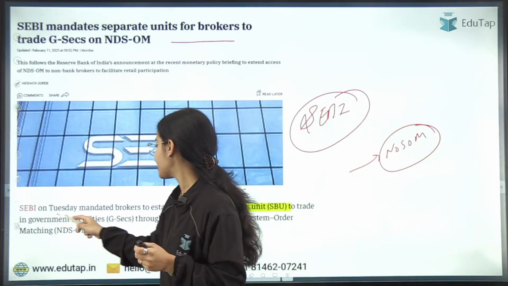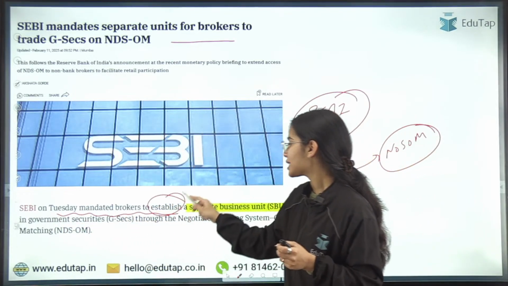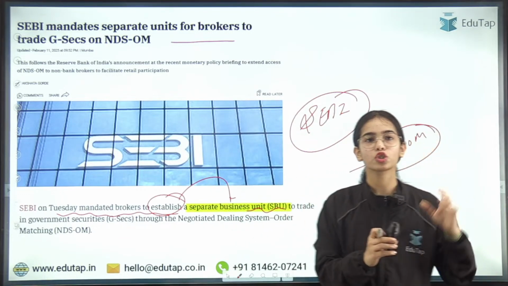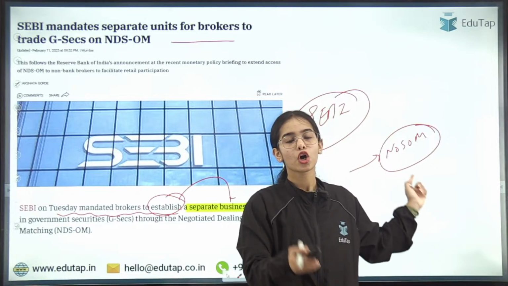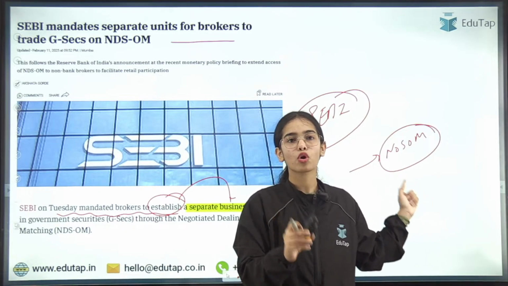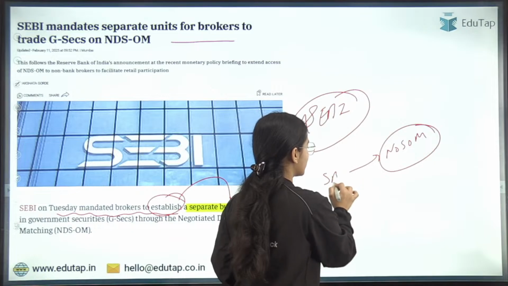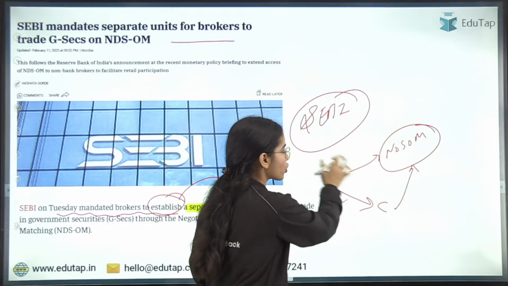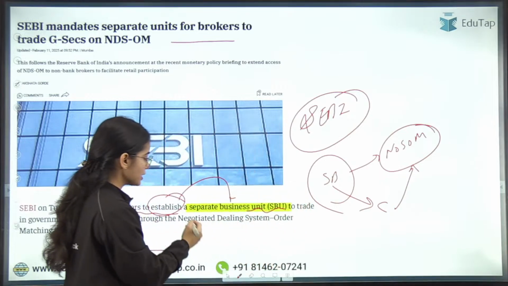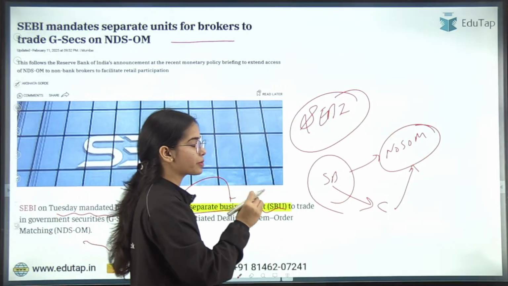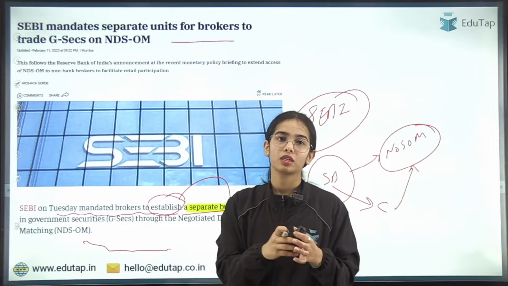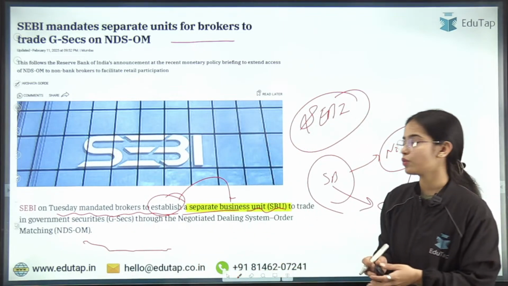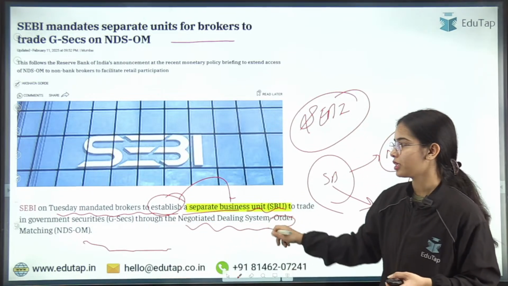So SEBI on Tuesday mandated brokers to establish a separate business unit to trade in government securities. If stockbrokers want to provide their clients access to the NDS-OM platform, they need to establish a separate business unit through which they can get access to the NDS-OM platform, okay?